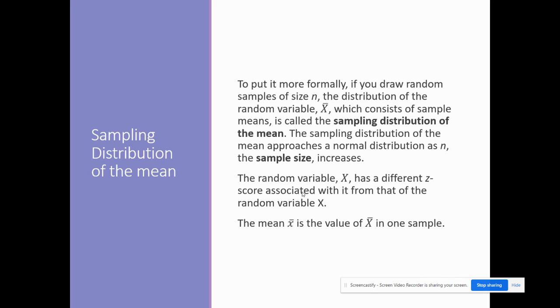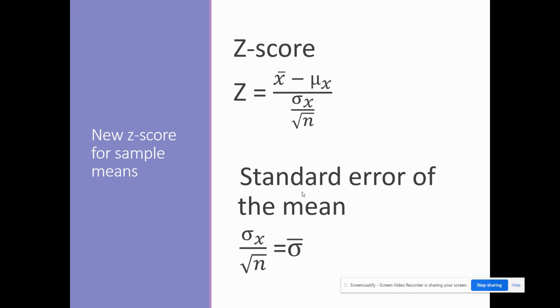So the random variable X bar is going to have a different z-score associated with it than the random variable X. Why? Okay, remember, our mean basically stayed the same, but what changed? What changed was the standard deviation over the square root of n, which we call the standard error of the mean. And if you look up here, that's what it did. It changed. So now our z-score is different.